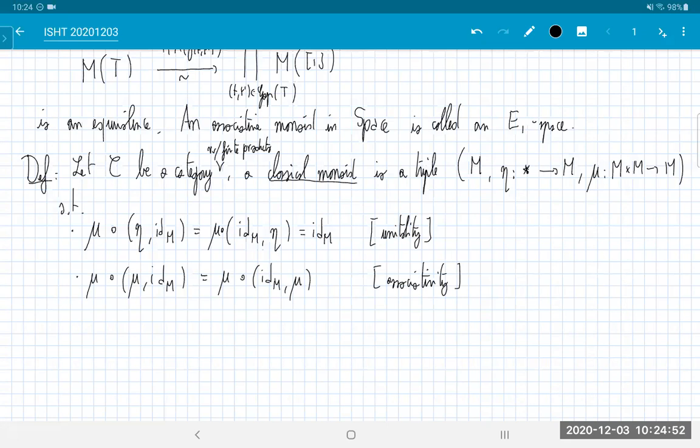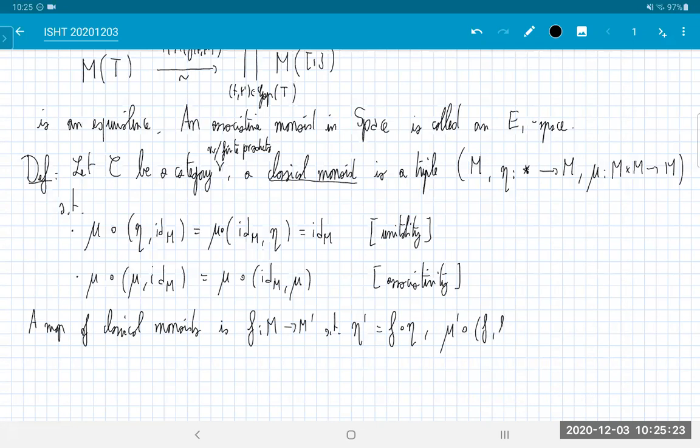And okay, I actually didn't define what maps of monoids and of classical monoids are. Maps of monoids just mean natural transformations of such functors. And a map of classical monoids is f from M to M prime that respects the unit, and such that mu prime composed with (f, f) is f composed with mu. This is just, if you want, f of x times y is f of x times f of y. Okay, this is probably the definition you've seen before. In sets, it is just the classical notion of an associative monoid.